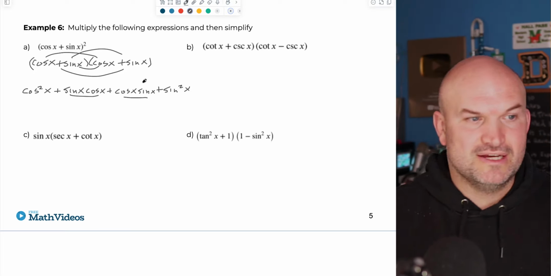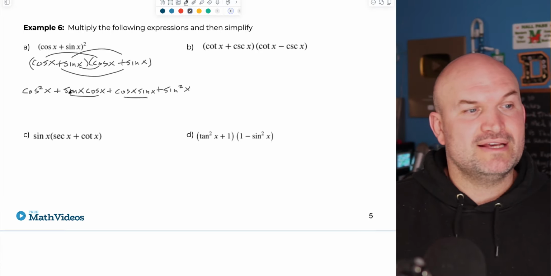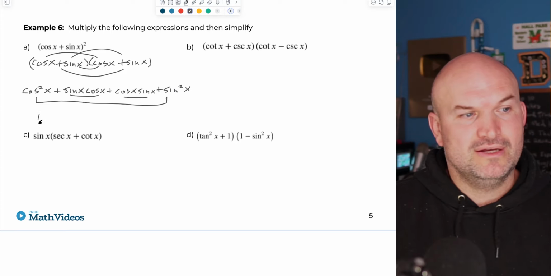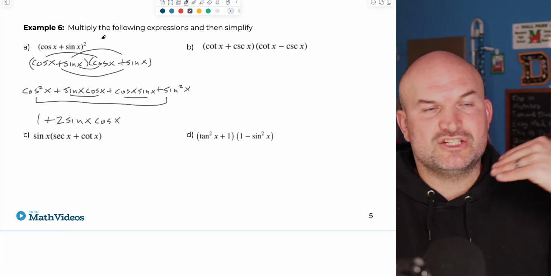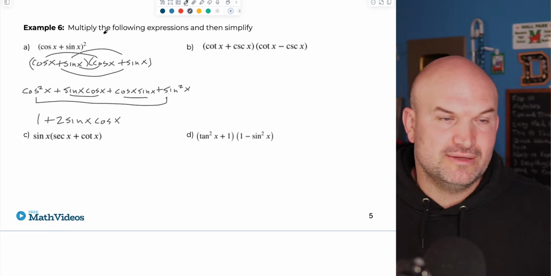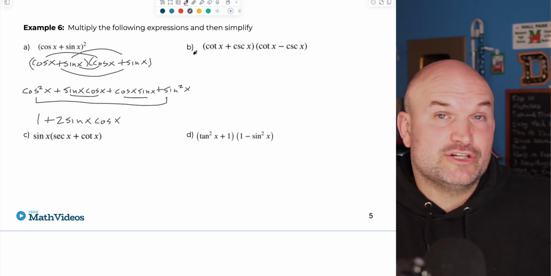Okay. Now, remember, since these are exactly the same, 2 times 3 is the same as 3 times 2, right? They both equal 6. So we can combine them to give us a 2, and it doesn't matter which order you want to write. And then also remember, cosine squared of x plus sine squared of x is equal to a 1. So 1 plus a 2 sine of x cosine of x. So again, remember this is just applying the operations and then simplifying if we can. Not all of them are going to be able to be simplified. But we're going to try our best.